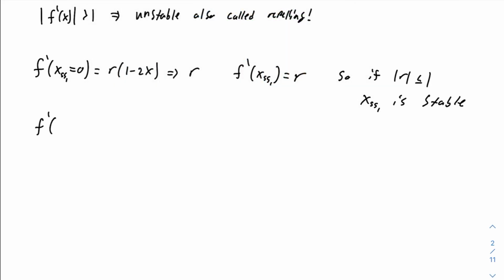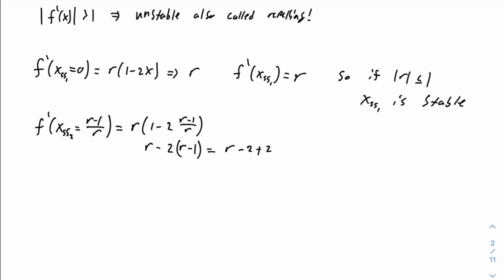So we have x prime x steady state 2 is equal to (r minus 1) over r, which is equal to r(1 minus 2(r minus 1)/r). Okay, so we see that this is r minus 2(r minus 1), which equals r minus 2r plus 2, which equals minus r plus 2.